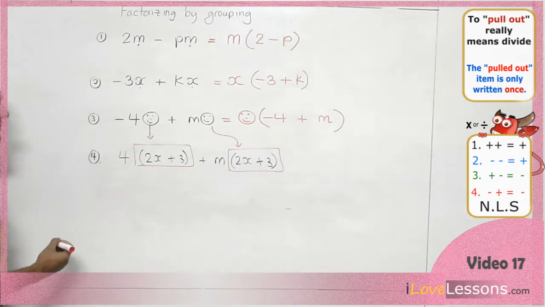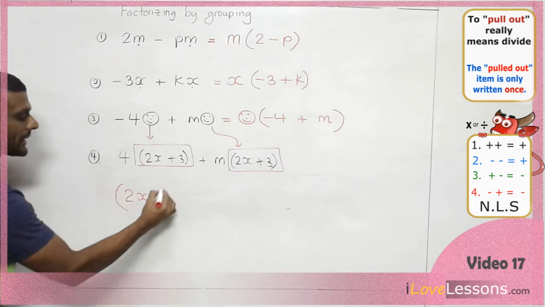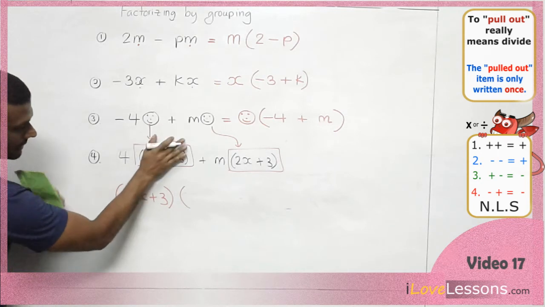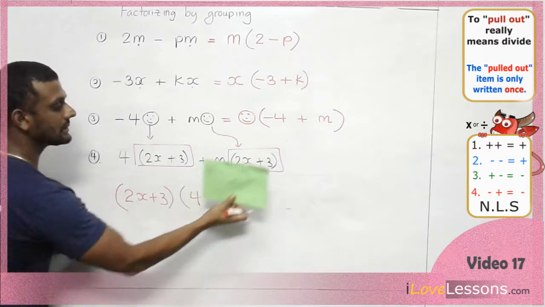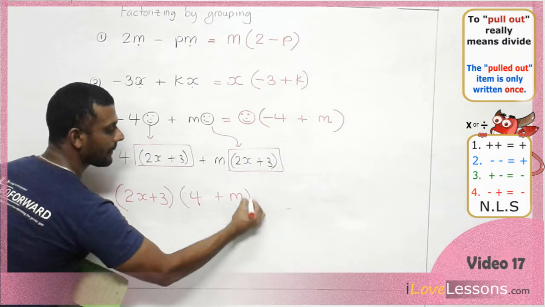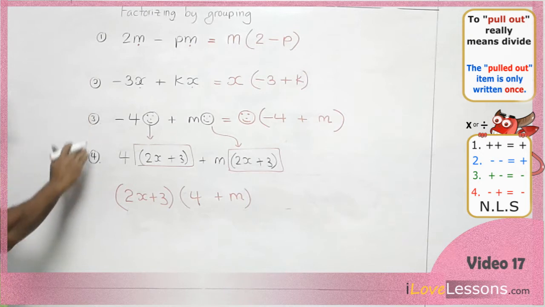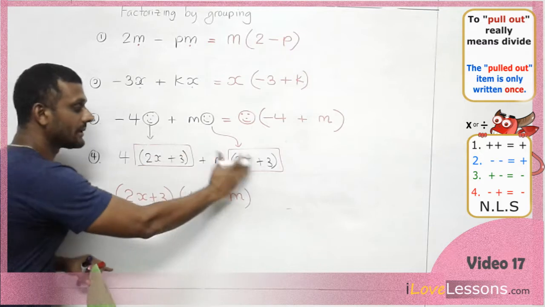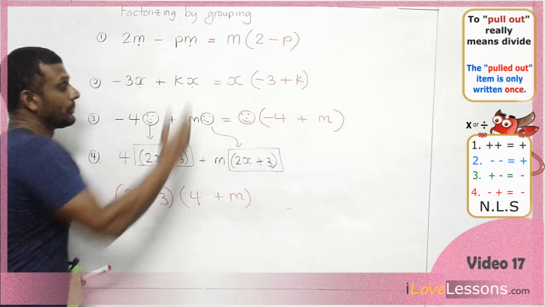So if I were to factorize this, I would pull out the 2x plus 3, but I'll make sure to put that in brackets. If I pull out the 2x plus 3 from here, I would be left with the 4. And if I pull out the 2x plus 3 from here, I would be left with the f. And that's it. We factorized 4 items, and we did it easily by pulling out something that was similar to both items. Now I'm going to get started on factorization by grouping.